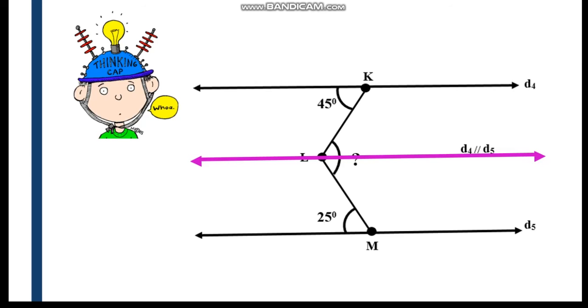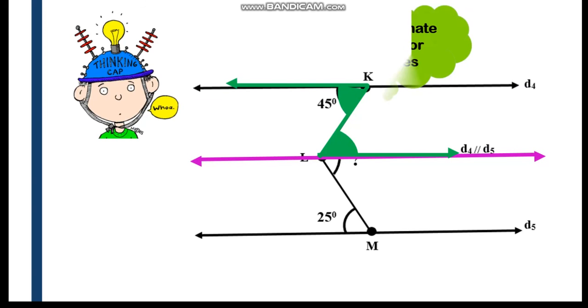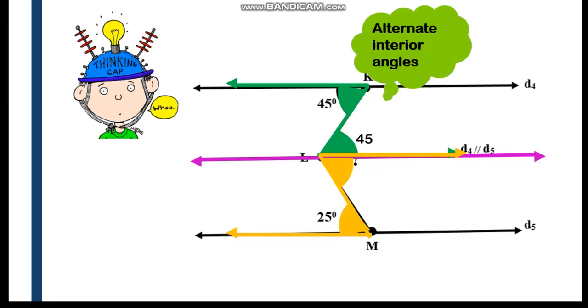When we have two parallel lines, we can easily find alternate interior angles. Yes, these are alternate interior angles. And these are congruent to each other. So the green part of the L equals 45. Let's look at the bottom of the pink line. We can easily draw another alternate interior angles. So the yellow part of the L equals 25. And the L equals the addition of these two parts, which is 70.